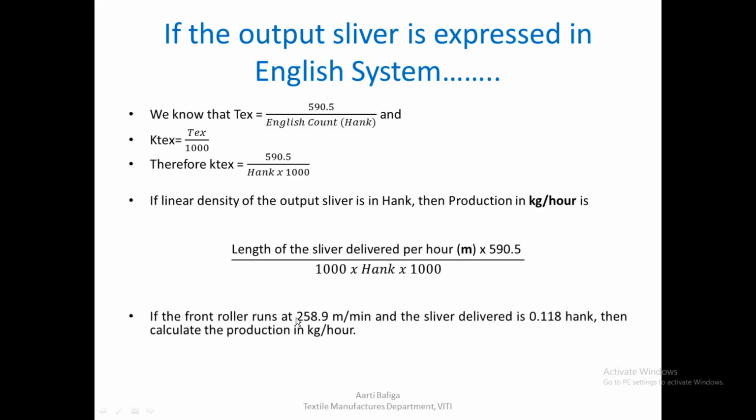So if the front roller is 258.9 meters per minute and the sliver delivered is like this example, where it is not given in ktex but as Hank, then you need to calculate the production per hour, and this would be your answer.